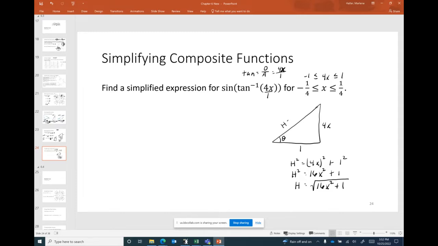Now that I have an expression for that hypotenuse, square root of 16x squared plus 1, it's not too hard to write the sine. Sine, again, is the opposite over the hypotenuse. And the opposite over the hypotenuse here is going to be 4x over the square root of 16x squared plus 1. That ends the lecture for section 6.3, inverse trig functions.